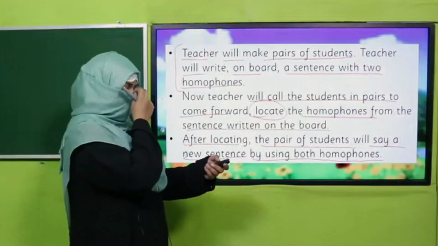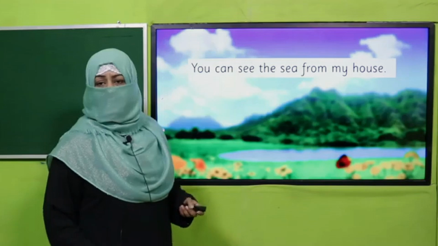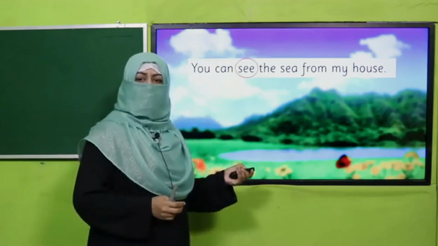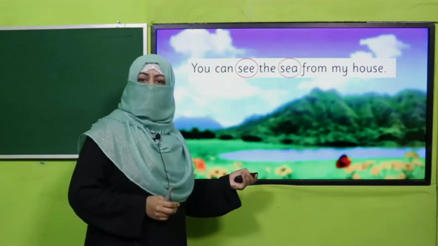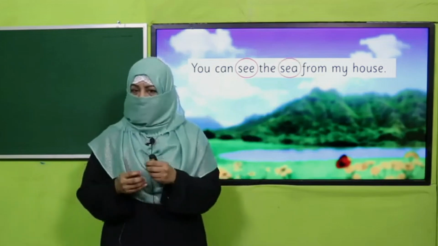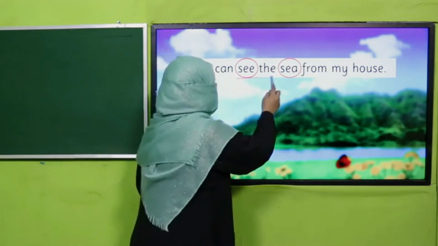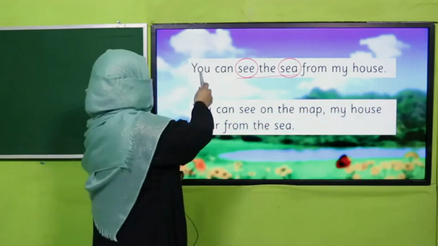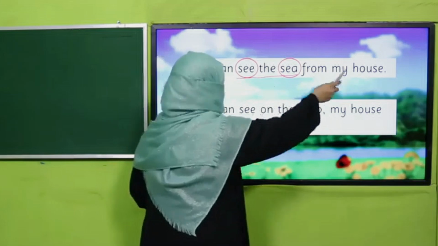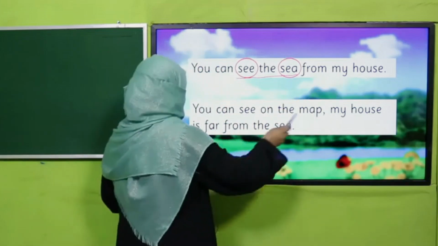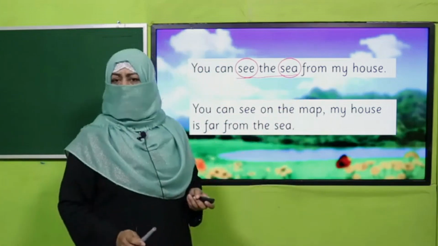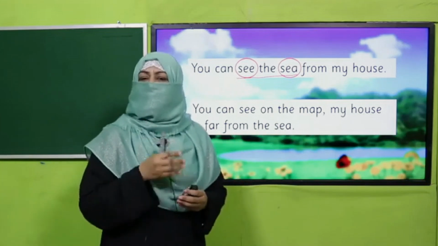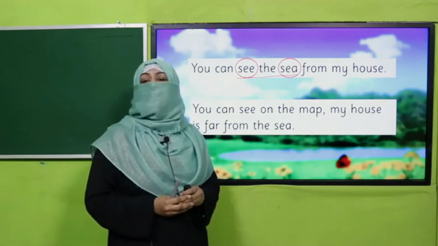All right. For example, here I have a sentence. Now you will call a pair of students. One will locate the first homophone. The second child will locate the second homophone. Now they will consult each other and they will use these two homophones in a new sentence like this. Okay. So you can see the sea from my house. You can see on the map my house is far from the sea. All right. So in this way they will locate, they will use, they will identify. So this is a fun activity. Pause the video and enjoy this activity.